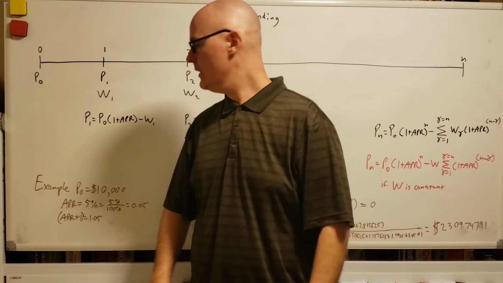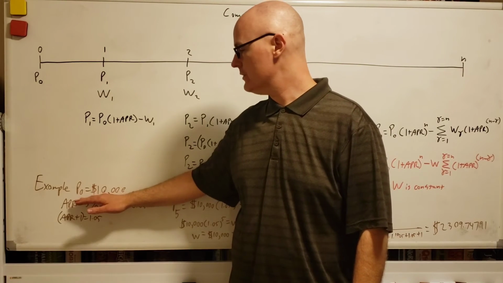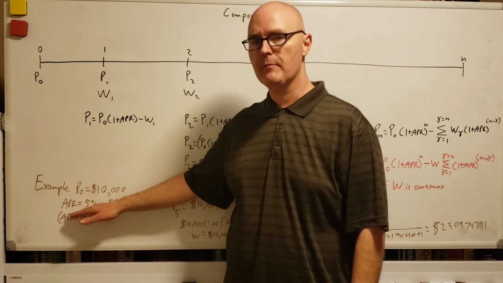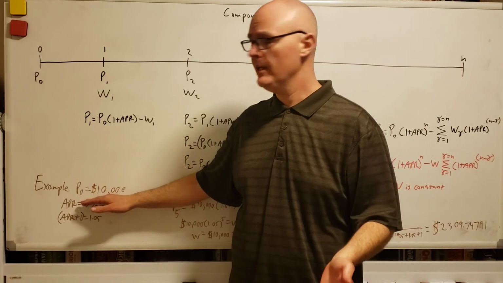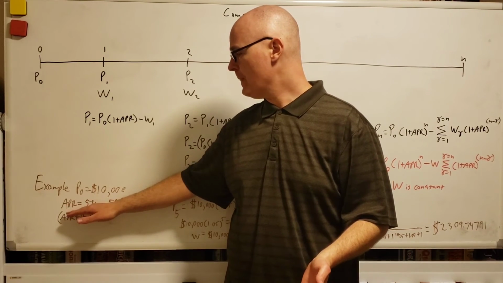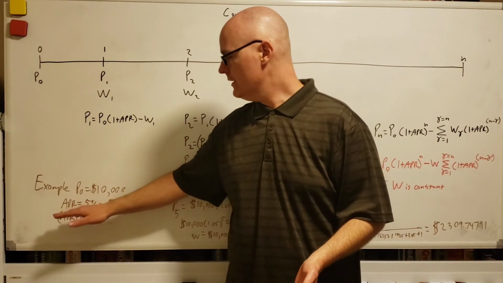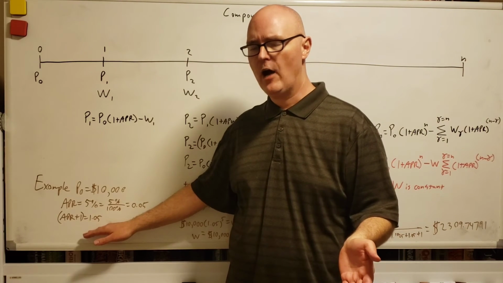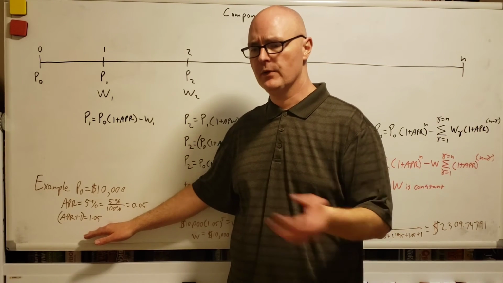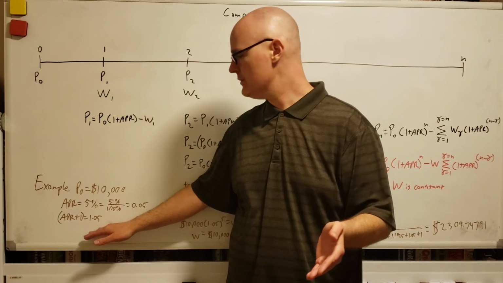Here's an example. Let's say that I have $10,000 in an account that has an APR of 5%, or let's say I borrowed $10,000 from somebody who has a 5% return on their investment. Then I want to look at how much I have to pay in order to pay this thing off, or have a zero balance after 5 years.